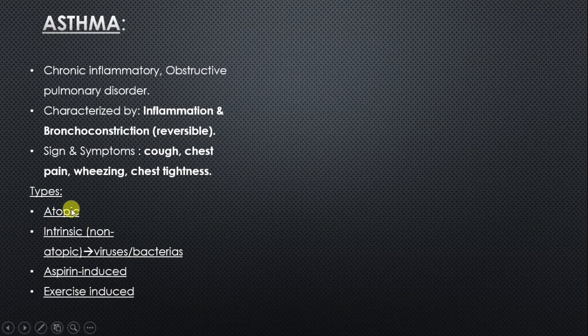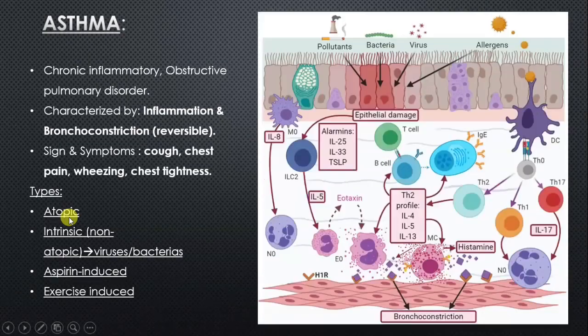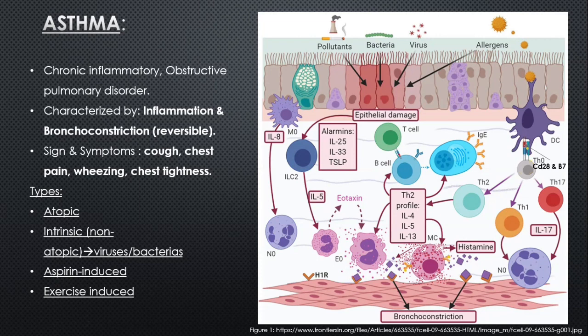There are four types of asthma: atopic, intrinsic (non-atopic, caused by viruses or bacteria), aspirin-induced, and exercise-induced. Atopic can be caused by certain allergens, which include pollen, dander, animal mites, and molds. So they can get stuck in the respiratory epithelium, where they are picked up by the dendritic cells, which are antigen presenting cells. These present to the nearby lymph nodes towards the naive T helper cell with the co-stimulation from CD28 and B7.